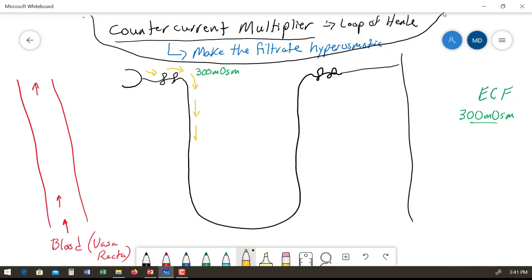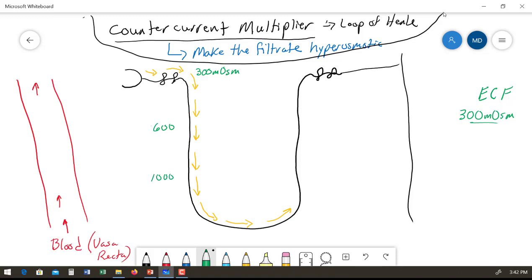Now, as this filtrate moves down, I'm just going to draw these arrows here showing the movement. This is the movement of our filtrate. As it moves down the descending limb, if you recall, this side is the descending limb on the loop of Henle, our concentration levels start to increase. And about here, it might be about 600 milliosmoles. I'm just going to write 600, but you can write 600 milliosmoles. By the time we get to here, it might be about 1,000 milliosmoles.